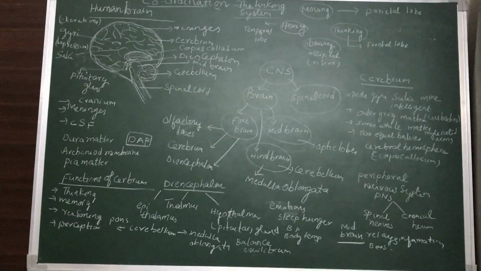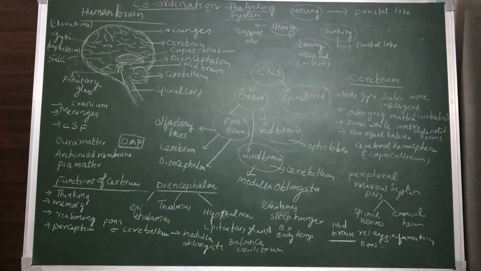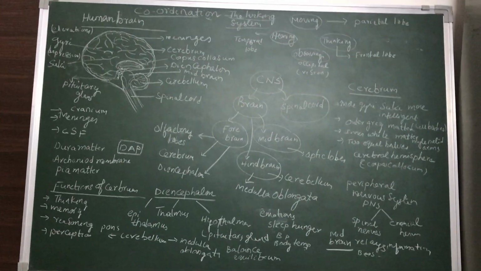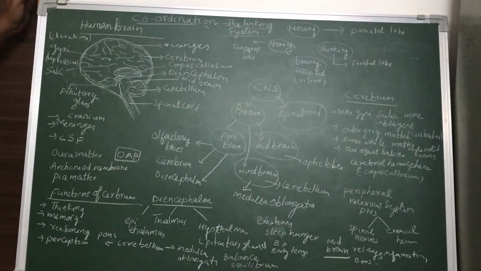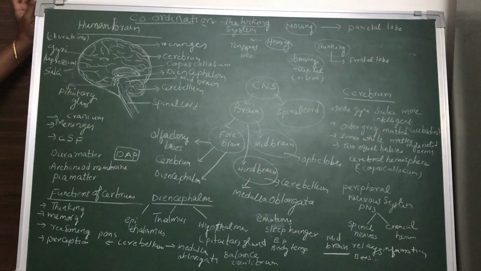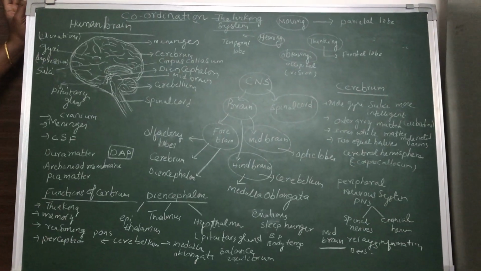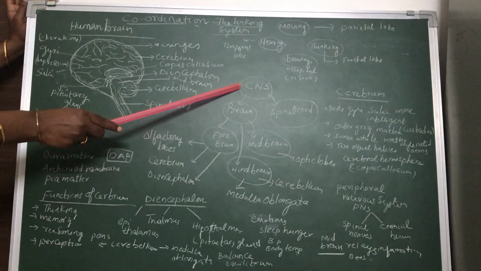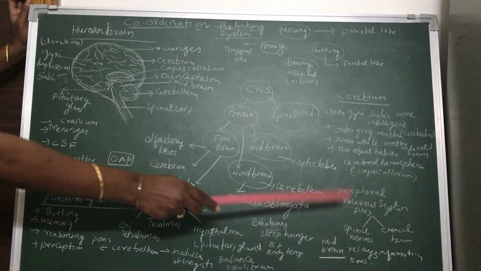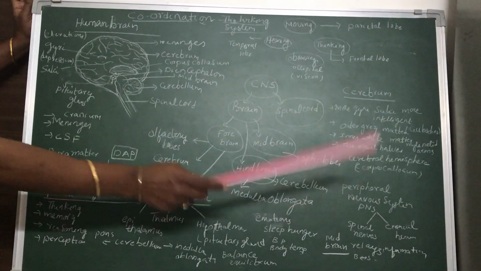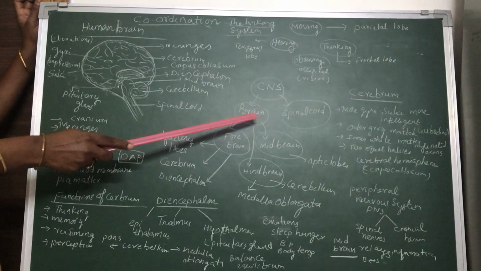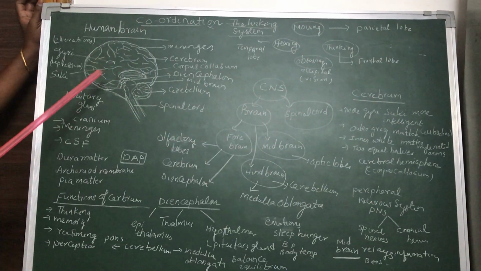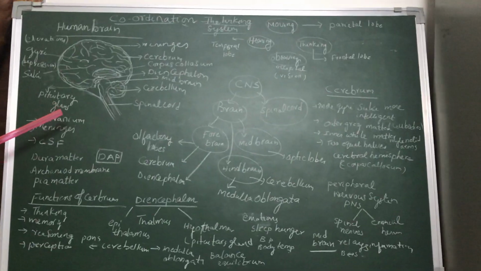Central nervous system is CNS. PNS is called peripheral nervous system. Central nervous system consists of brain and spinal cord. Two types of nervous system, central nervous system and peripheral nervous system, CNS and PNS. Today we are going to discuss the human brain.